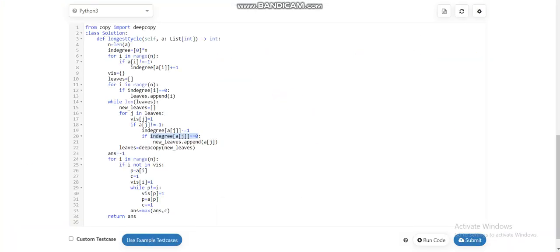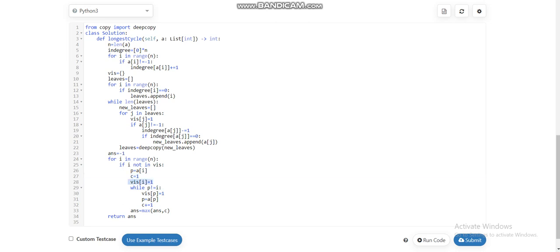Now I iterate over all the nodes, and if the current node is not visited, that means the current node is part of a cycle. This is a pretty straightforward cycle finding algorithm. It can only be used for nodes which are part of a single cycle. It will not work for nodes which are part of multiple cycles, but I have already explained why every node is part of a single cycle only. So I have used this algorithm. I am initializing P to a[i]. P is the current node, and C is the counter, the number of nodes in the cycle, and I am marking visited of i as 1.